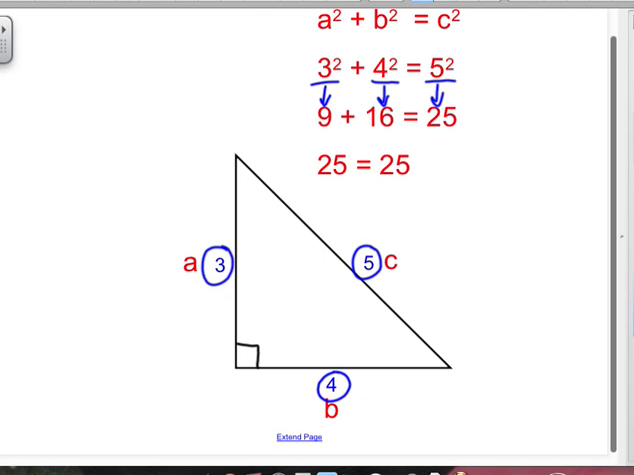And now, what is 9 plus 16? 25. Does that equal 25? Are they equal? Yup. So it works. When you square the legs and add them together, that equals the square of the hypotenuse. This is known as a 3, 4, 5 right triangle. Cool, huh? It's really not that hard of a formula. Goodness knows you've done far more difficult things than that this year.